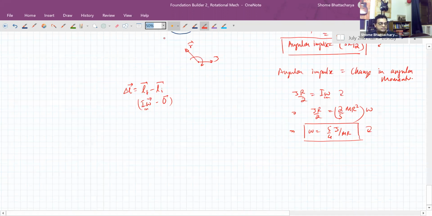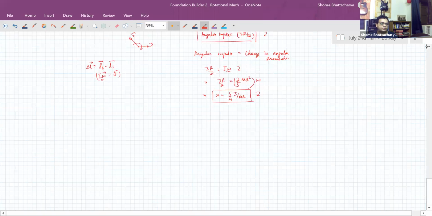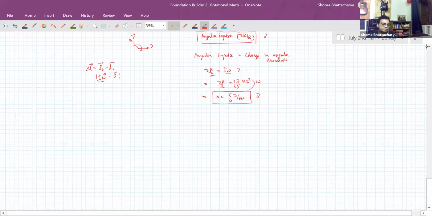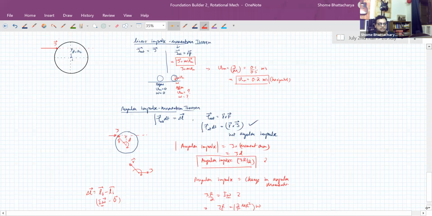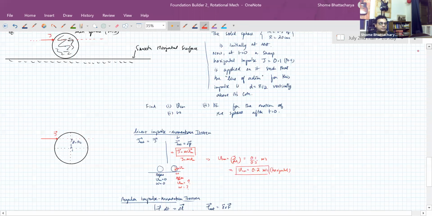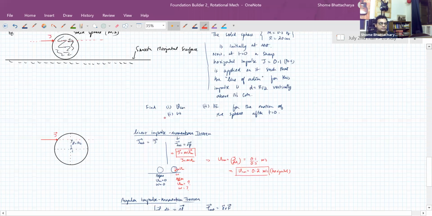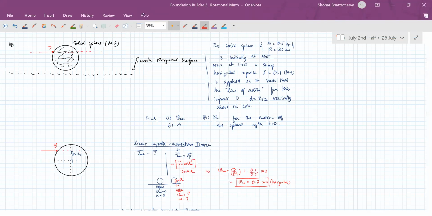So I'll just minimize this a little now. You can go back and look at any information about the cone again, and then we'll come back to the application of the two theorems: linear impulse momentum theorem and angular impulse momentum theorem. From the combination of those two, we have got these two things, the V CM and the omega. And now we just need to apply the formula for kinetic energy to calculate the total kinetic energy of this body.